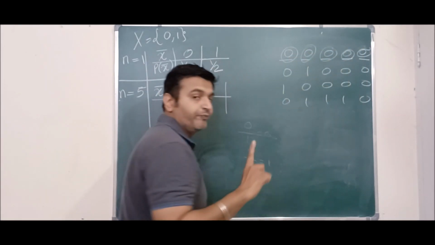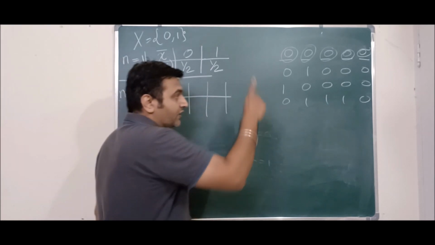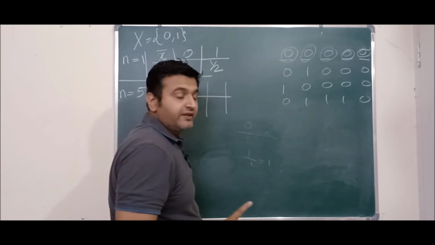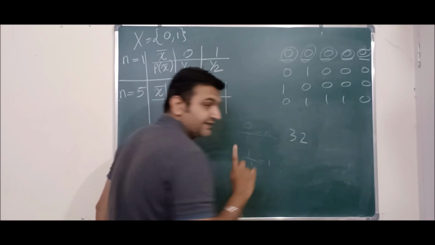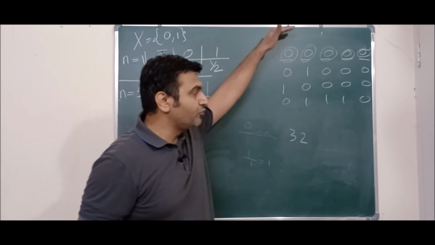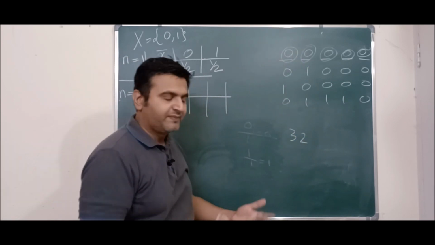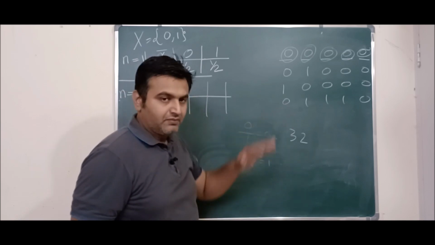So 2 raised to 5. So there will be total samples. How many samples will be there? There will be a total of 32 samples. Obviously I'm not going to write down all the 32 samples here. Space is less, time is also less, but the calculations are done.